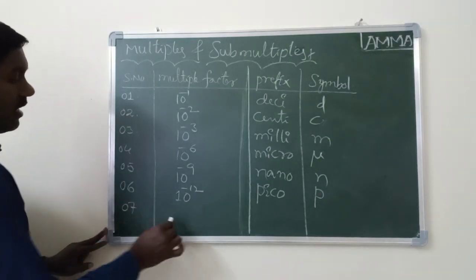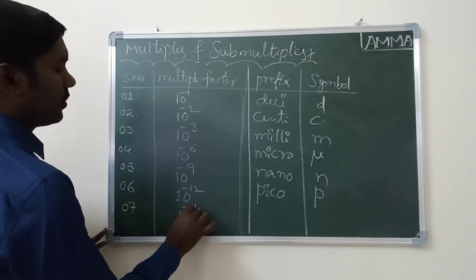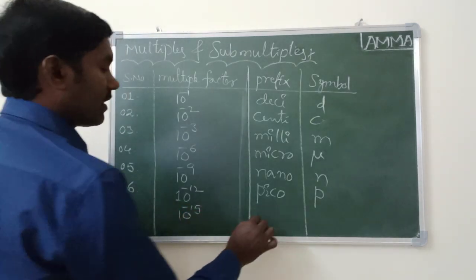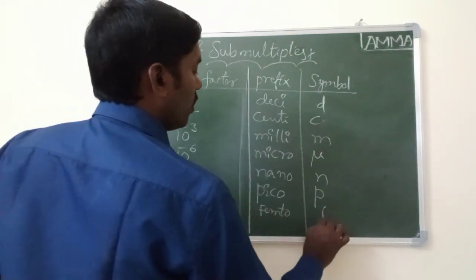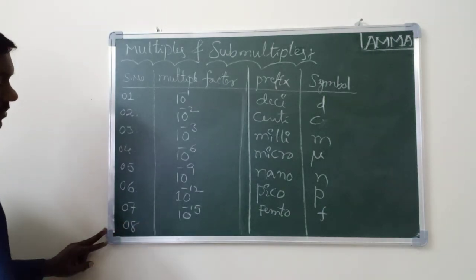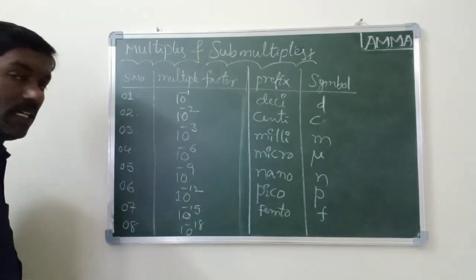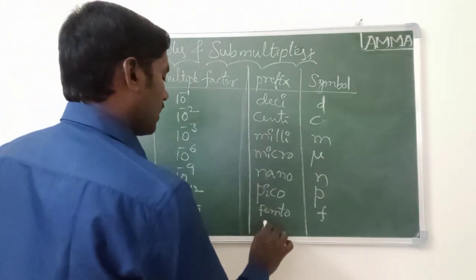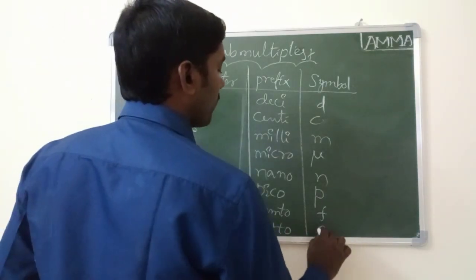Seventh one is 10 power minus 15. Suppose if you multiply any unit with 10 power minus 15, we call it a femto, which is represented by f. And the eighth one is if we multiply with 10 power minus 18, we call it atto. The prefix is atto, which is represented by a.